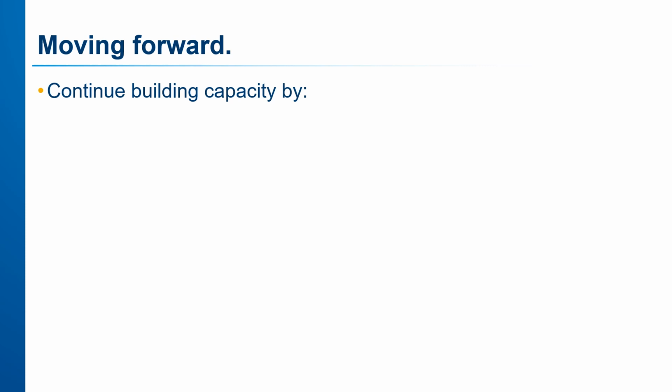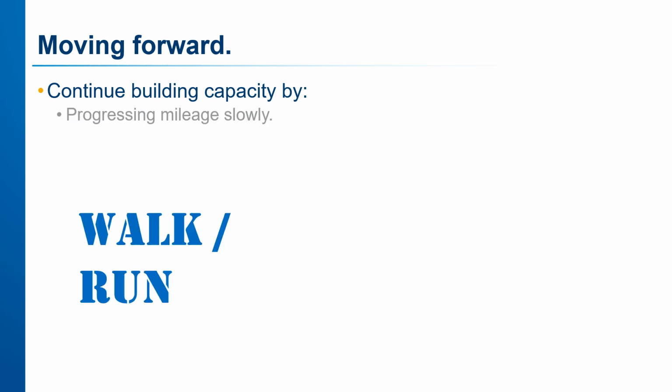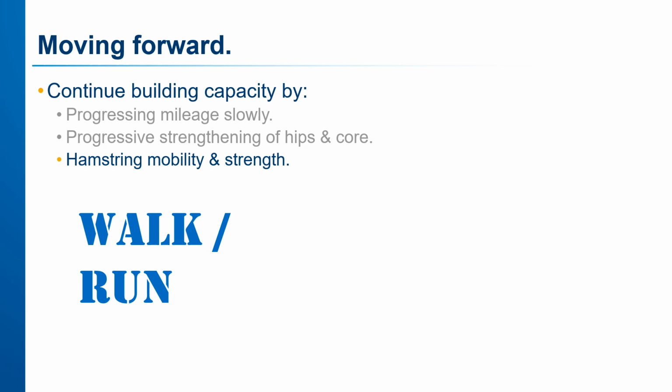So moving forward, we're going to keep building capacity by slowly progressing mileage, being patient, not jumping up too quick. We want to take some baby steps forward and no steps backwards. So we'll keep working on that walk run, gradually more running, less walking. We're going to keep doing the progressive strengthening of hips and core. It's only been about 1 month, and although she already feels some really good changes, we know we haven't probably made long-term adaptation until she gets these muscles a bit stronger.